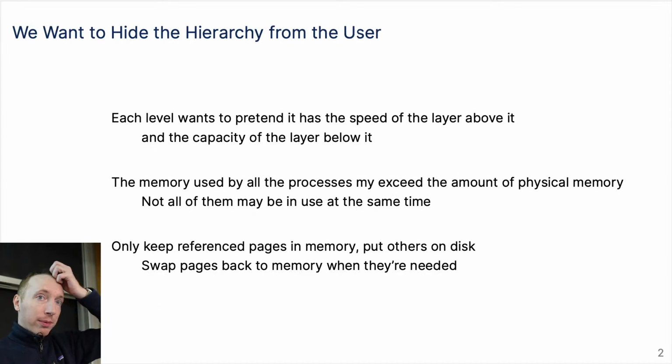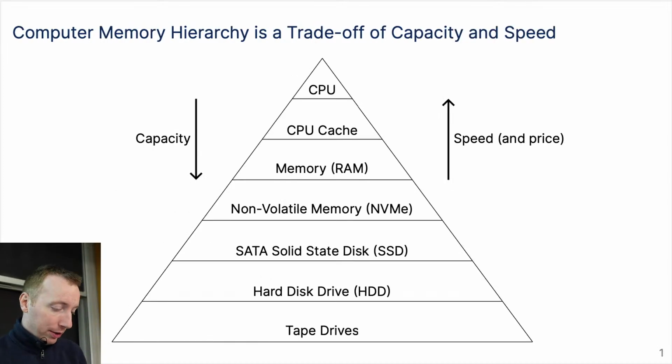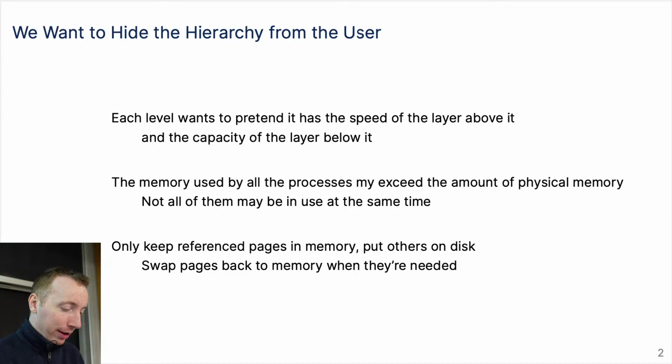So we have this giant hierarchy, and it's only going to be getting worse and worse over time because there's hierarchies within devices. So like your NVMe drive will have a cache on it too, and there's just going to be this whole hierarchy hidden everywhere, and you don't want to have to deal with all of it. You would ideally like each level here to pretend it has the speed of the higher level and the capacity of the lower level.